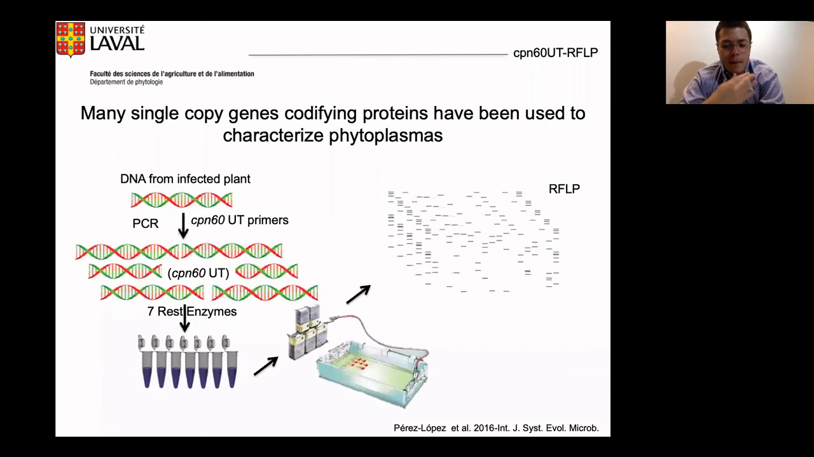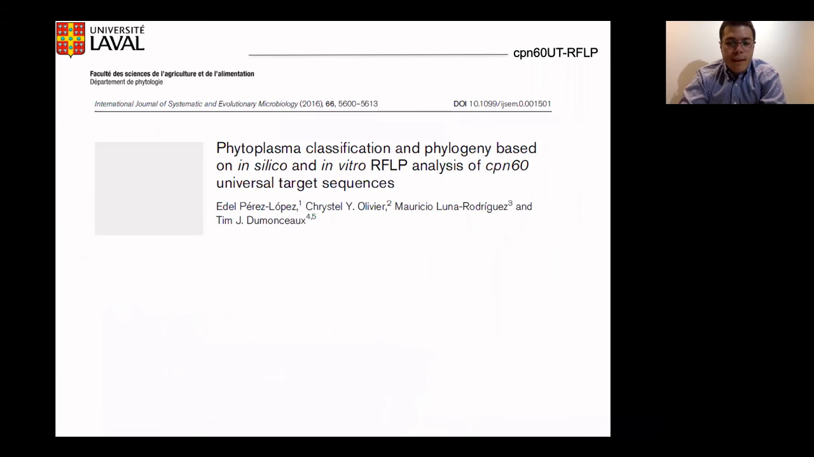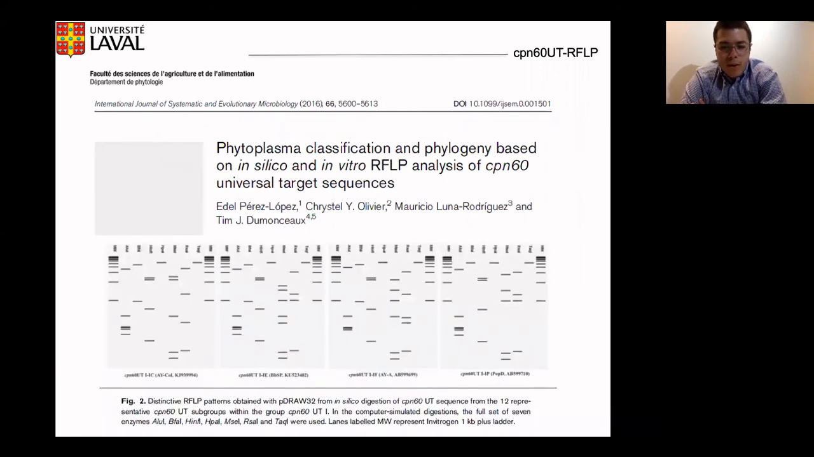six or seven sequences at that time. And then with the increase of genome sequencing and the increase of our work, we were able to have more to validate this. So I also found some similarity coefficient thresholds that we could use to separate groups and subgroups based on CPN60 UT. So we did that and we were able to publish this work. And here, for example, in this figure, we have 1C, 1E, 1F, and 1P in group 1, and they all have a unique RFLP pattern.